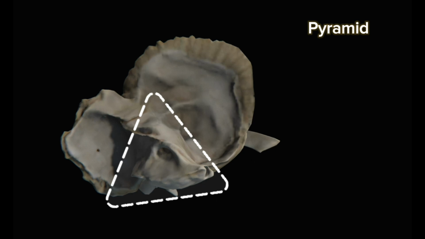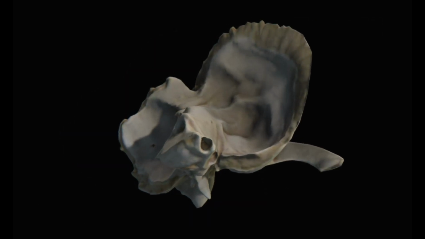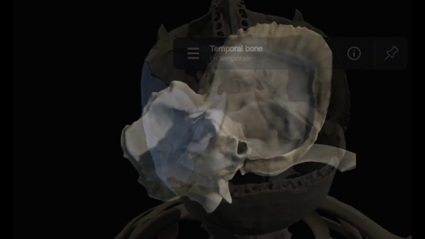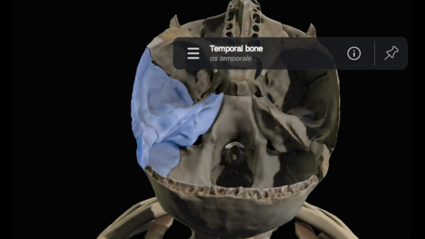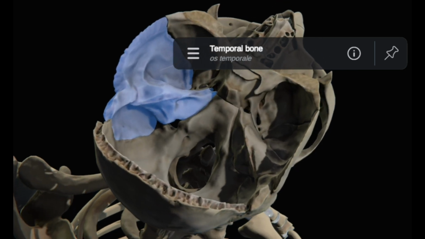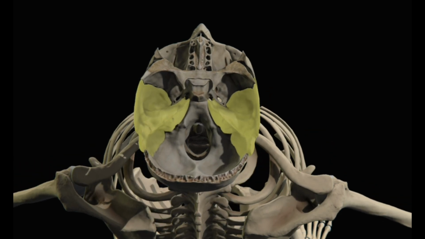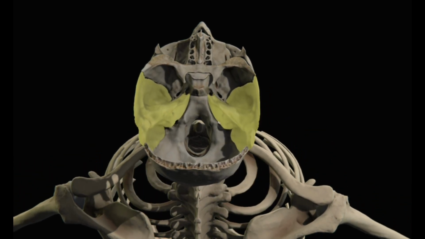The second name for this part, the pyramid, is derived from its shape, that of a trihedral pyramid. Its base is directed outward, and its apex points forward and inward toward the sphenoid bone. The pyramid has three surfaces: anterior, posterior, and inferior.